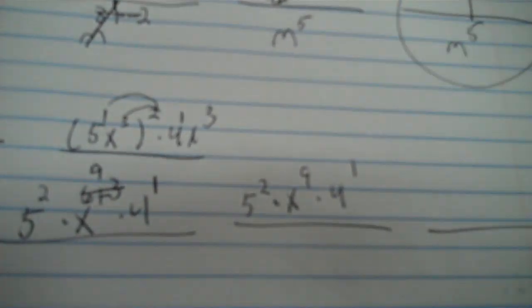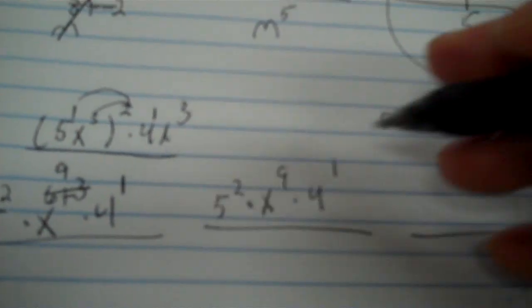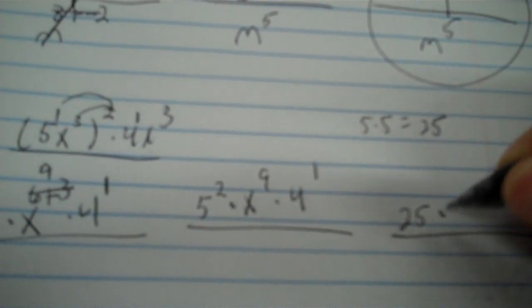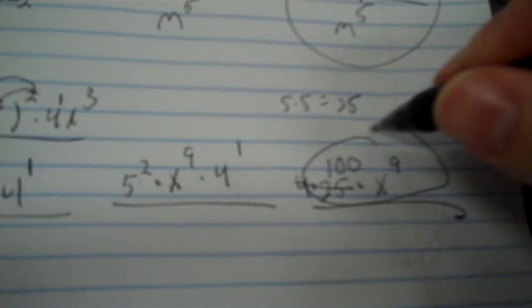Okay, now I can simplify a couple of these. 5 times 5 is 25. Use your phones for calculators. They should have negative signs on the calculator. So 25, x to the 9th, then 4 to the 1st is 4. Okay, actually you're going to put the 25 and the 4 together. Because you can simplify those two, so put those together. 25 times 4 is 100. Okay, so that's the answer, 100 times x to the power of 9.